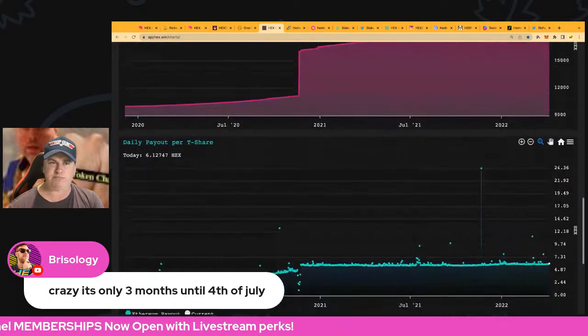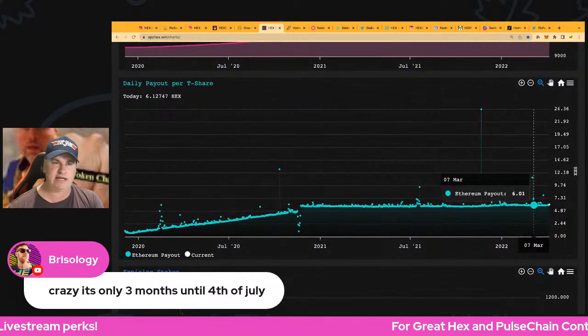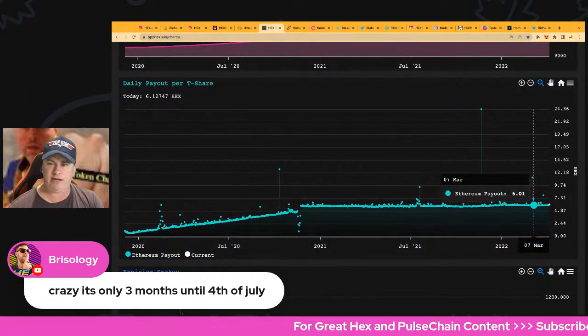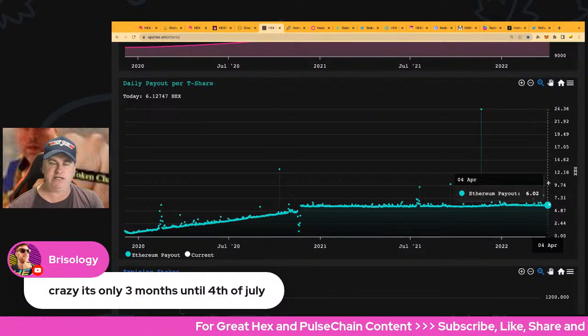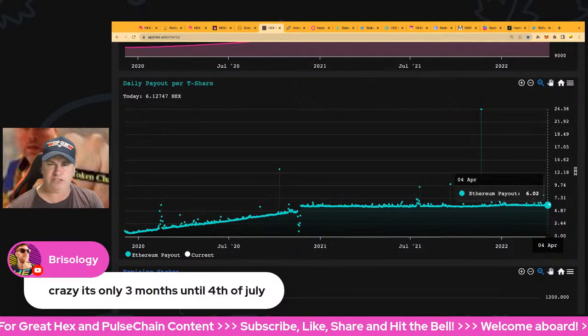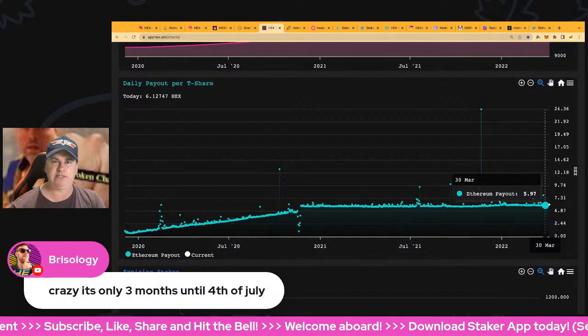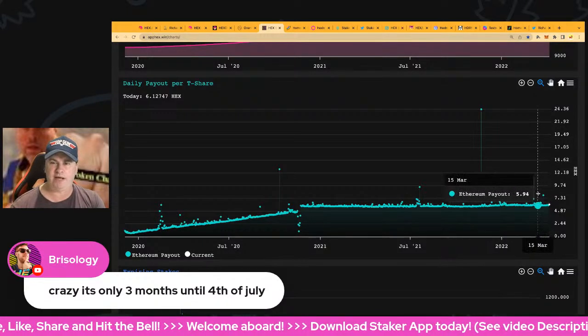The other thing, of course, the Hex payouts per T-share, that's the end game for you. You're asking, what do I get paid? This is the daily payout. This is the number that you care about. And at the moment, it's 6 per T-share. In the future, this could end up being 20 Hex per T-share, 40 Hex per T-share, 60 Hex per T-share. As time goes on, as the T-shares decrease, people will get a higher payout from the pool.